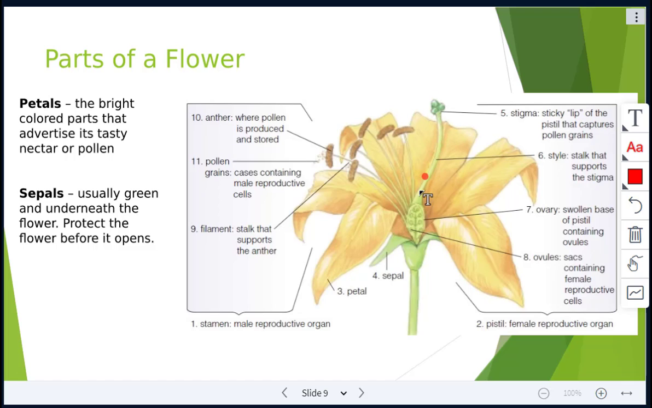Next is this stalk-like structure here. That is called the style. It's there for support. It's holding up the stigma. Next, here in this area, we have the ovary. So this whole structure here is called the ovary. It's the swollen base of the pistil. It contains the ovules. So inside of here, we have the smaller structures called the ovules. These are also called the eggs, which contain the female reproductive cells.